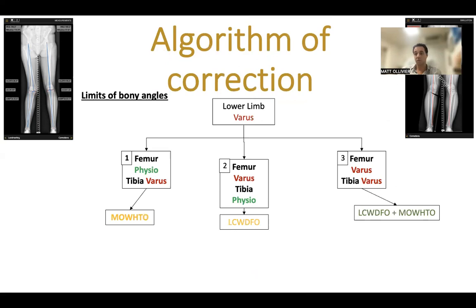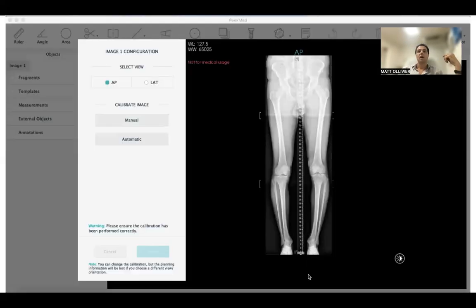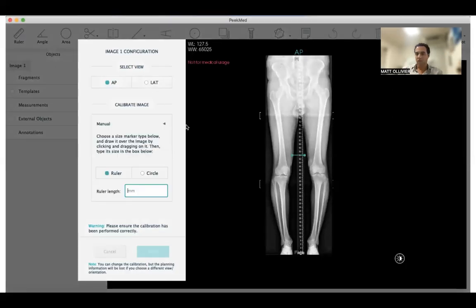If the deformity is in the femur, you do a DFO. If your deformity is combined, you do a combined correction. And of course, you need to fix limits and thresholds. The MPTA pre-op should be below 85, which is a starting point for varus deformity. And the post-op aspect of the femur, if you don't touch it, should be below 90, meaning that you have a normal femur. You can ask a software to do that, which is, I think, the best option.